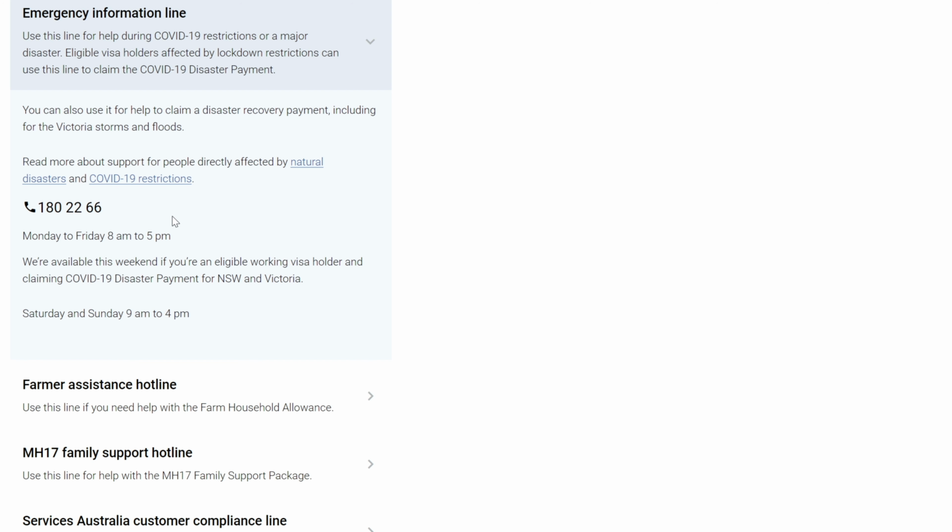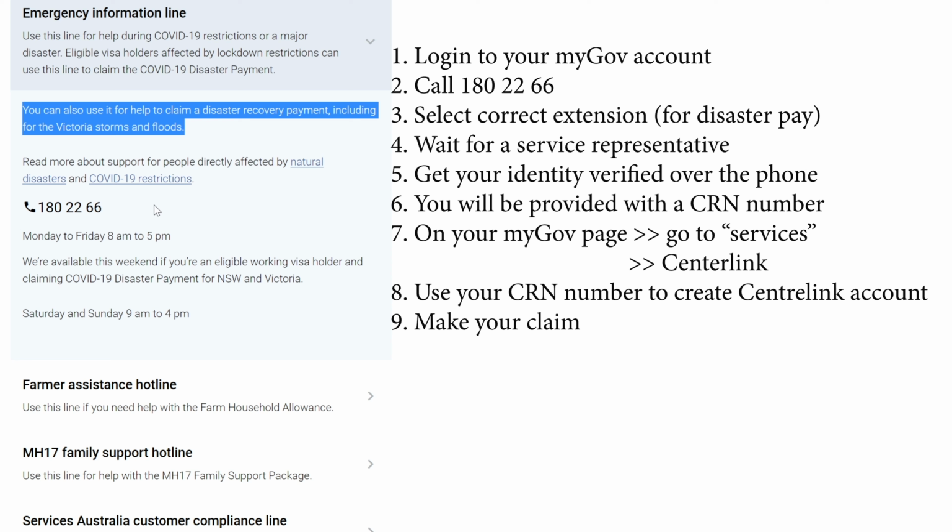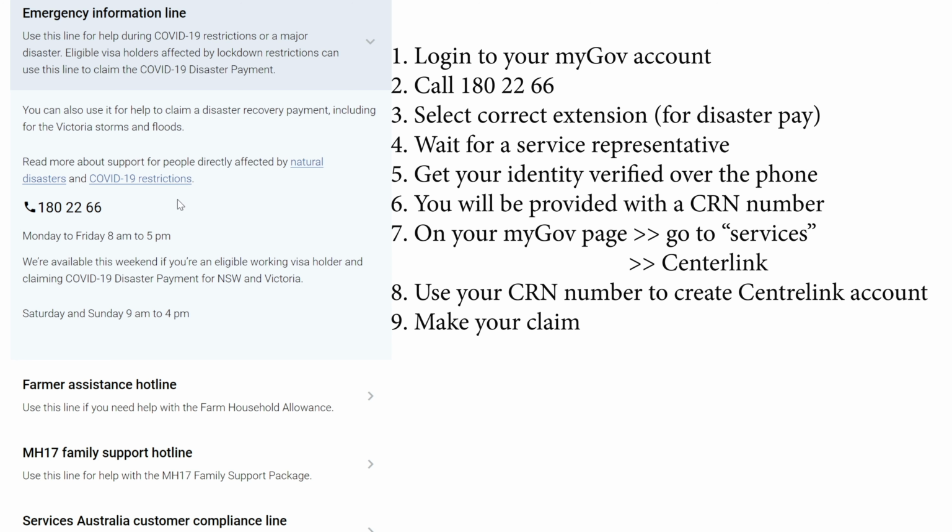The first thing you need is obviously a MyGov account, and then you'll need to link Centrelink with your MyGov account. If you're an Australian citizen, then you probably already have your Centrelink set up, so you don't need to call Services Australia or this number. But if you're a temporary visa holder, then you need to call this number to get Centrelink set up. My Centrelink is already set up, so I'll just show you how the process works.